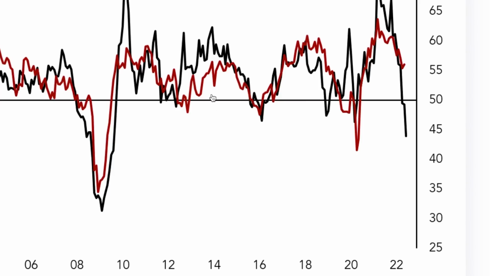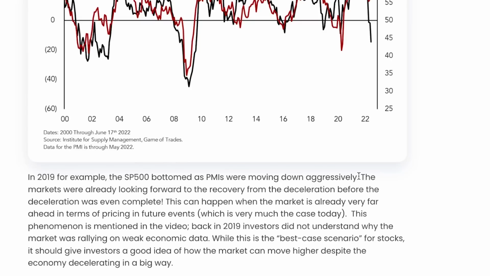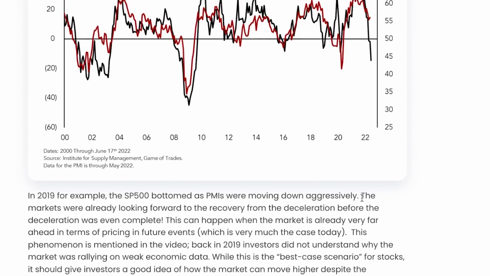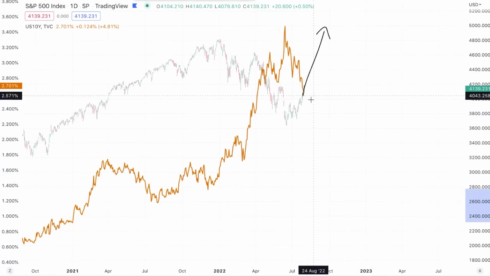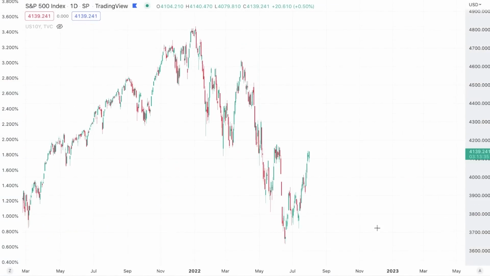Sometimes they go up together, sometimes the PMI leads, but in these two cases, the S&P 500 front ran the economy. And I write here, the markets were already looking forward to the recovery from the deceleration before the deceleration was even complete. And that's what's happening today, and that's why people are confused regarding why the market is up.